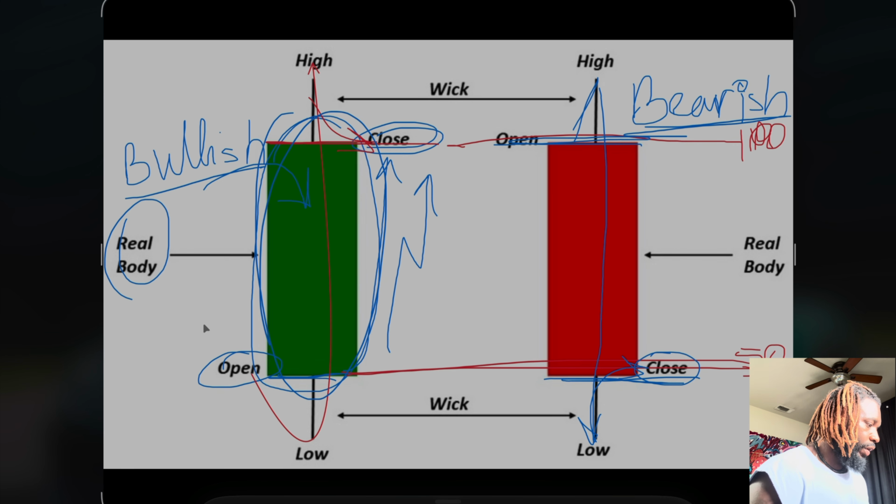Watch. The other part you want to pay attention to are these wicks, right? You want to pay attention to these wicks. Let me get all this out the way.